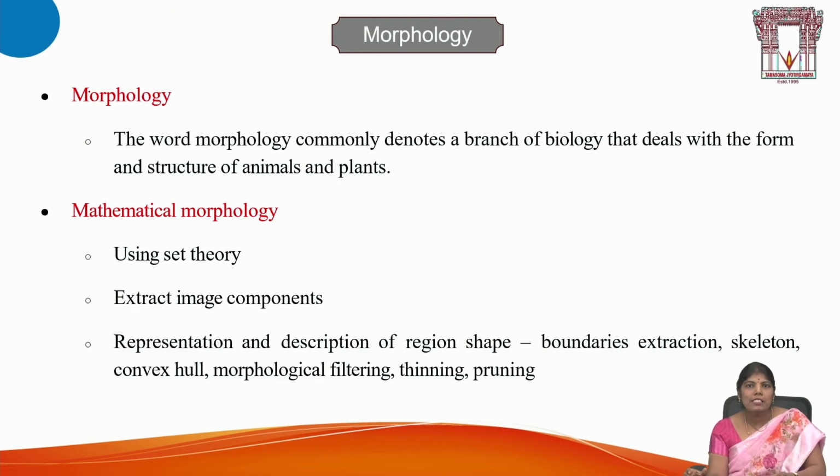For extracting the image components from the image, we use mathematical operations. The first is set theory. Set theory is useful to extract the image components, and also some representation and description of the region shapes. Also boundary extraction, skeleton, convex hull, morphological filtering, thinning and pruning. These are some operations applied on the image to extract the description, meaning the features of the image, as well as the representation, that is, how objects are presented in the image. These are the mathematical operations applied on the image.